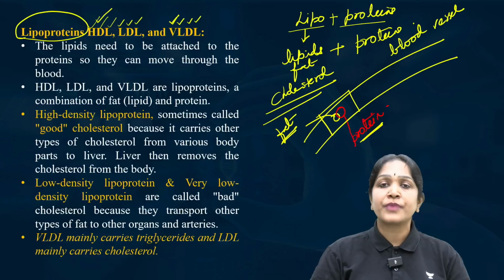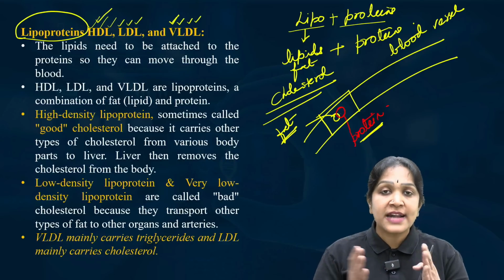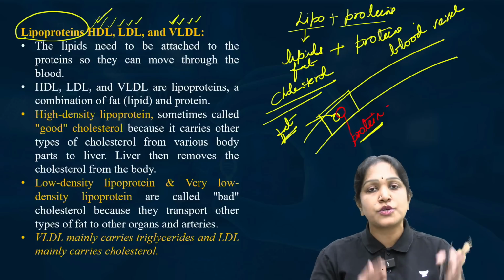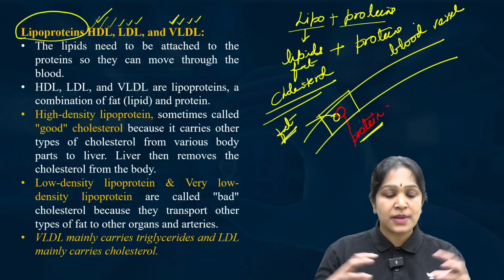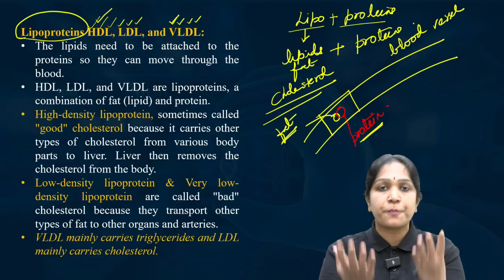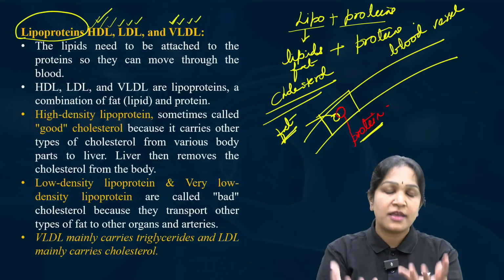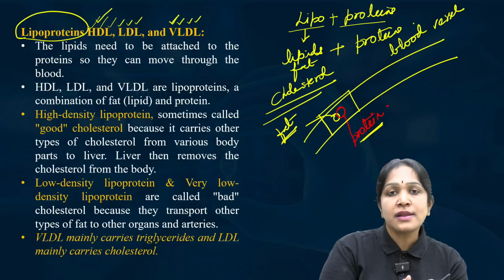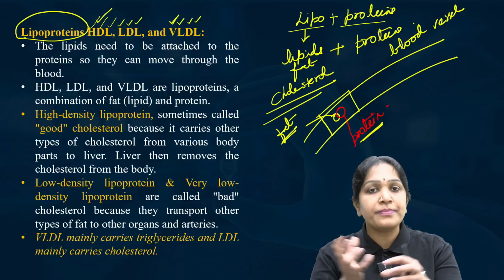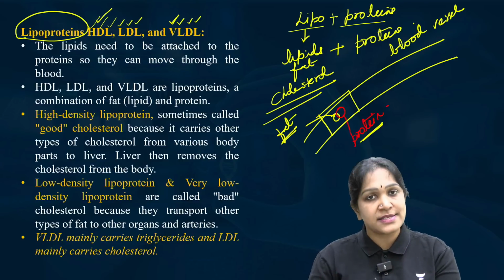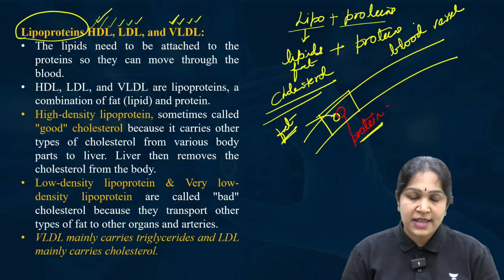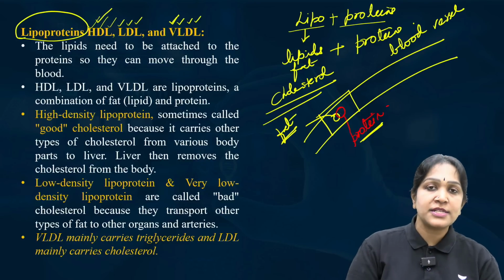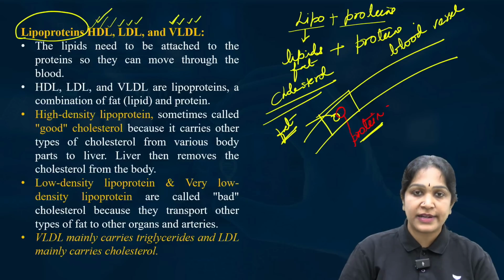I repeat quickly. In our bloodstream, fats cannot be transported individually. They need the support of proteins to get transported. So the fats will combine with the proteins. Fat plus protein will form lipoprotein. Which fat will combine with the protein? Cholesterol. When cholesterol combines with protein, it forms the lipoprotein. If the lipoprotein's density is high, we call it HDL. If the density is low, we call it LDL. And if the density is very low, we call it VLDL.